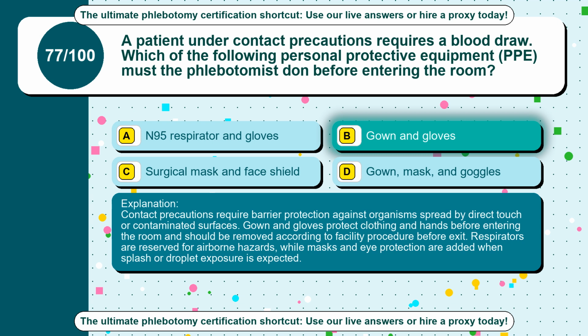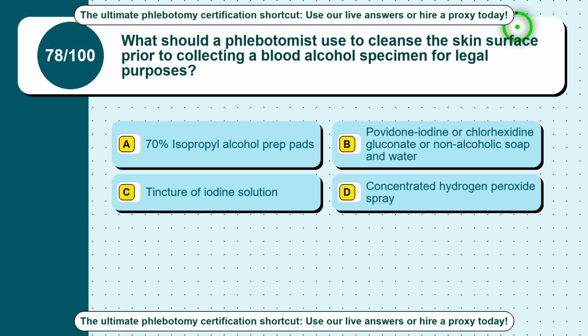Question 78. What should a phlebotomist use to cleanse the skin surface prior to collecting a blood alcohol specimen for legal purposes? Option A, 70% isopropyl alcohol prep pads. Option B, povidone iodine or chlorhexidine gluconate or non-alcoholic soap and water. Option C, tincture of iodine solution. Option D, concentrated hydrogen peroxide spray.